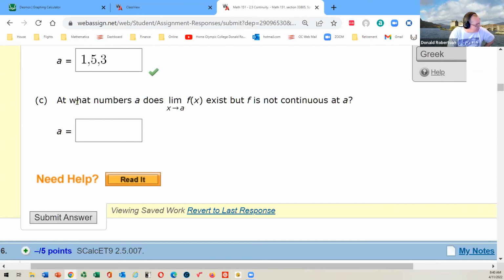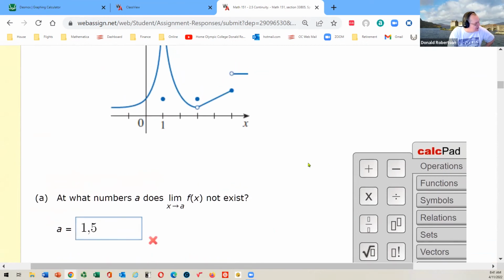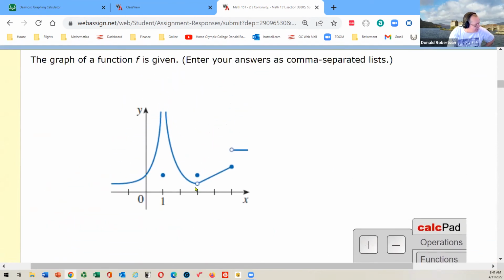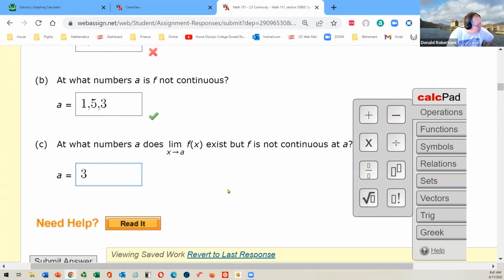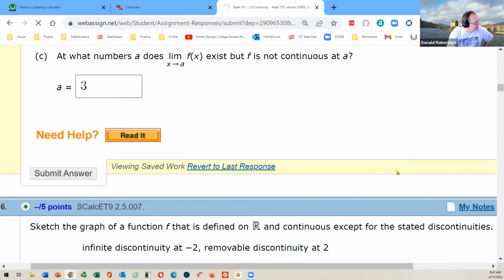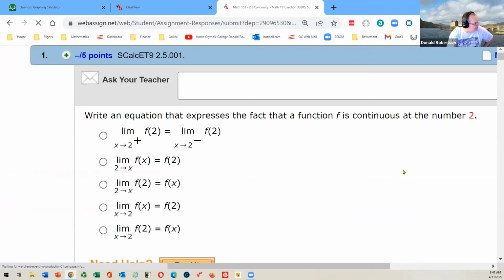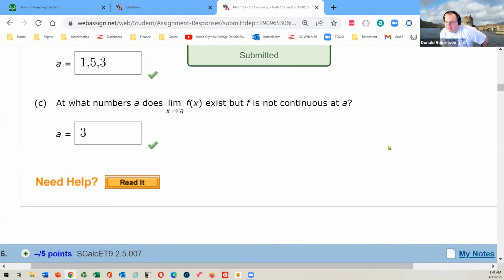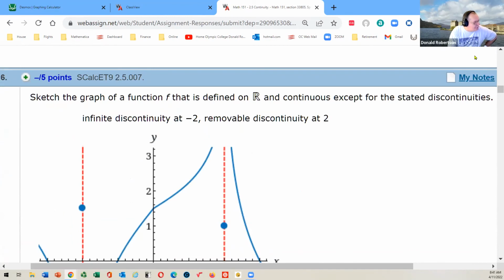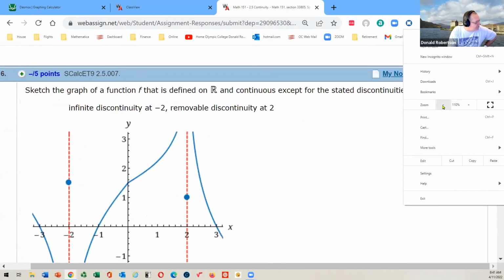And this last one says, at what values of A does the overall limit exist, but f is not continuous at A? Okay, so the overall limit exists is this one. So that should be 3. Hopefully I've read it correctly. Am I good or am I good? Got it right. Now we got a, oops, that's far too big. Can't see what the heck's going on anymore.